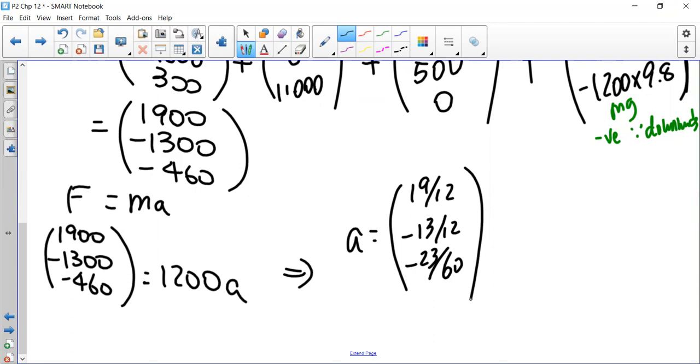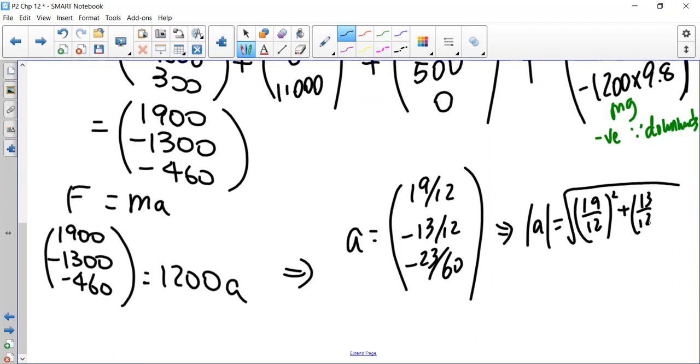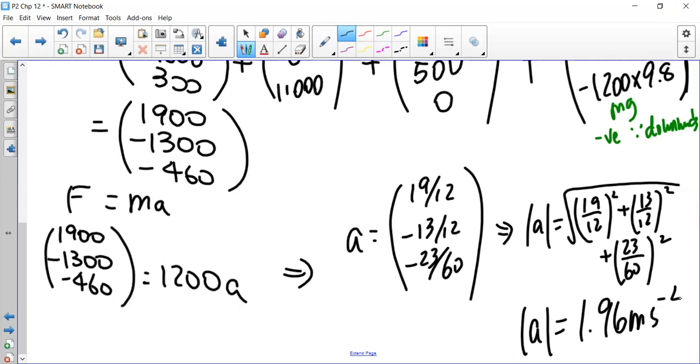Find the magnitude. Well, I've got acceleration as a vector. Find the magnitude, that's easy. 19/12 squared plus 13/12 squared plus 23/60 squared, which is a funny number we've seen a lot, 1.96 meters per second squared. In mechanics, we'll see this number quite a lot, 1.96. Right. Questions?